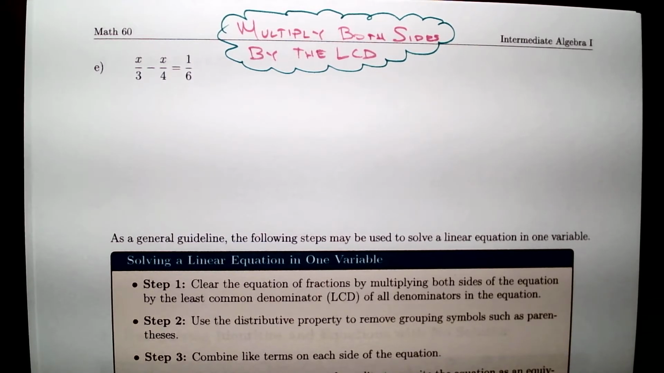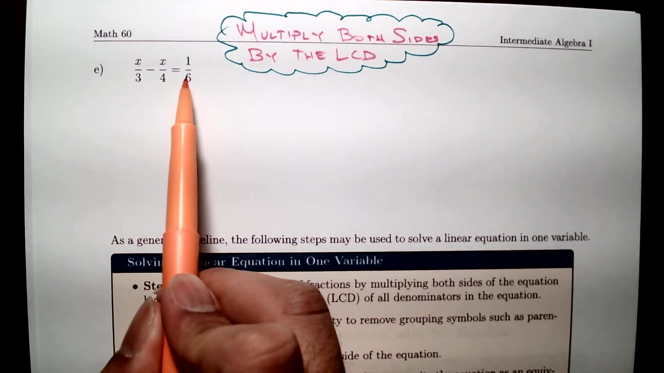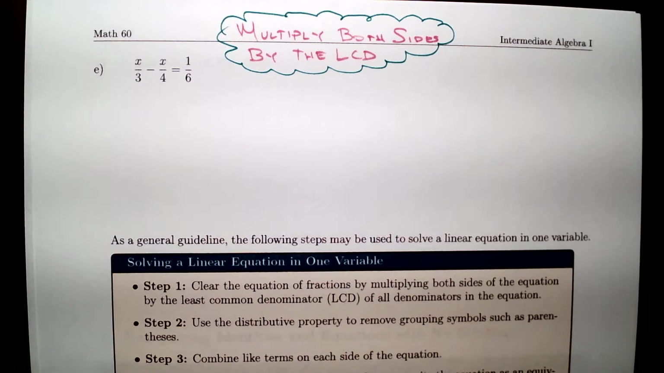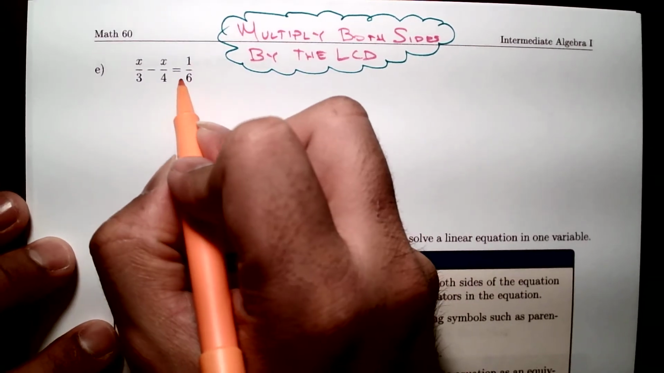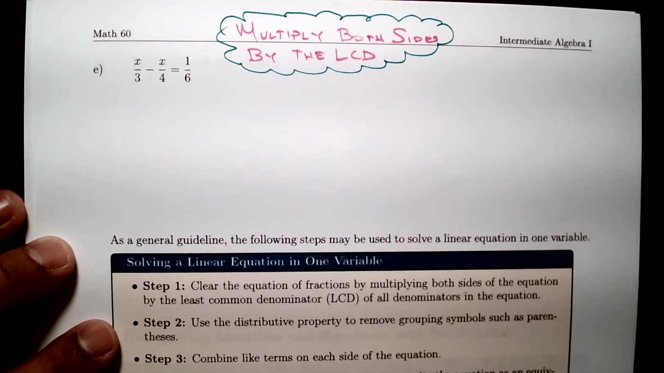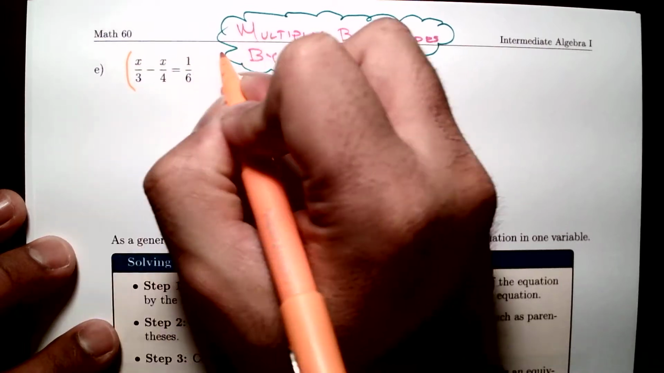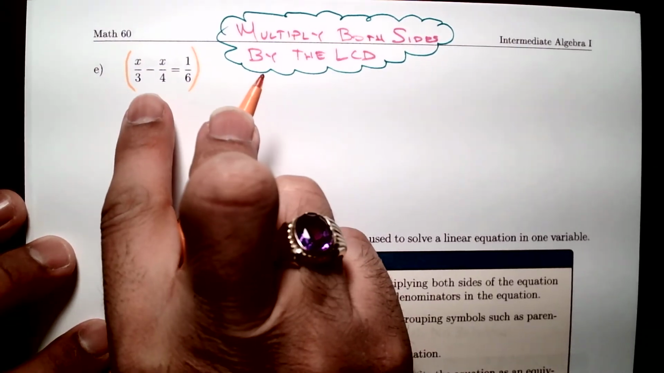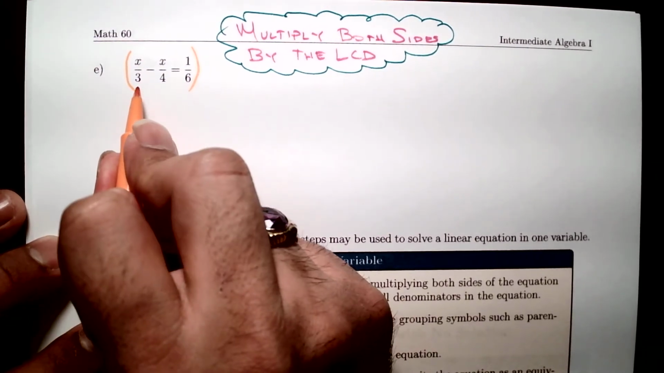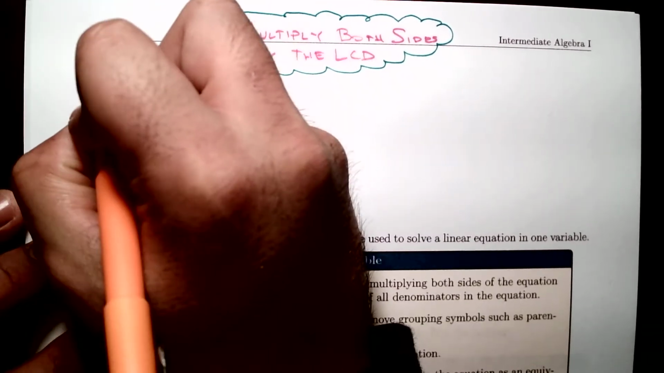So I'm going to look for a number. The least common denominator is a number that is going to divide the three numbers in the denominator evenly. For example, let's think of the number 6. Well, 6 divides itself and divides the 3, but it's not able to divide the 4. So I'm going to look for something bigger than 6 that divides all the numbers in this case: 3, 4, and 6, and I can think of the number 12.